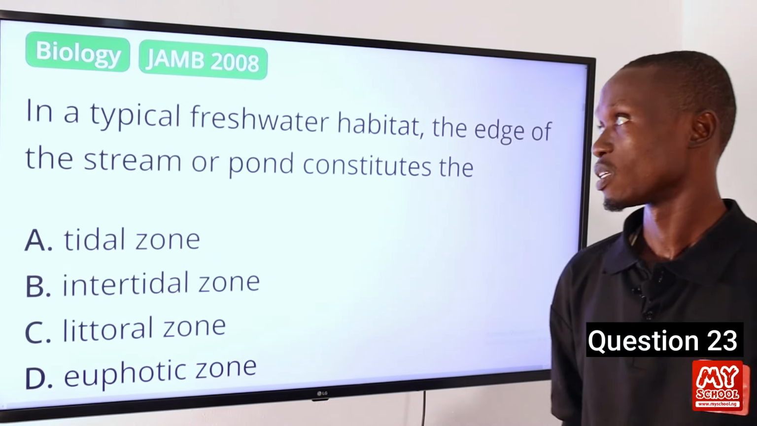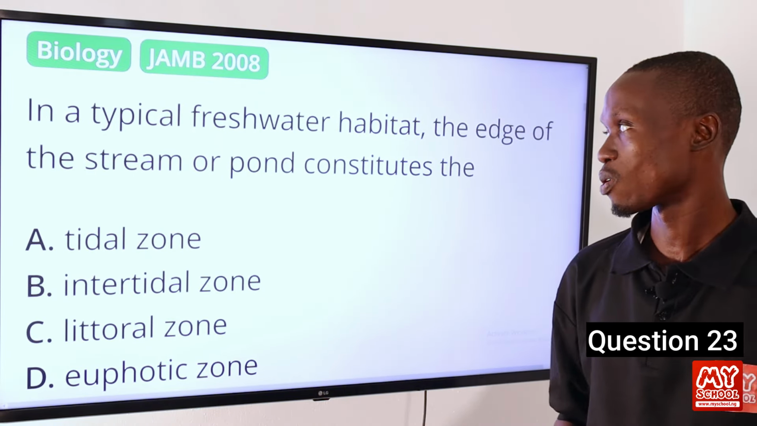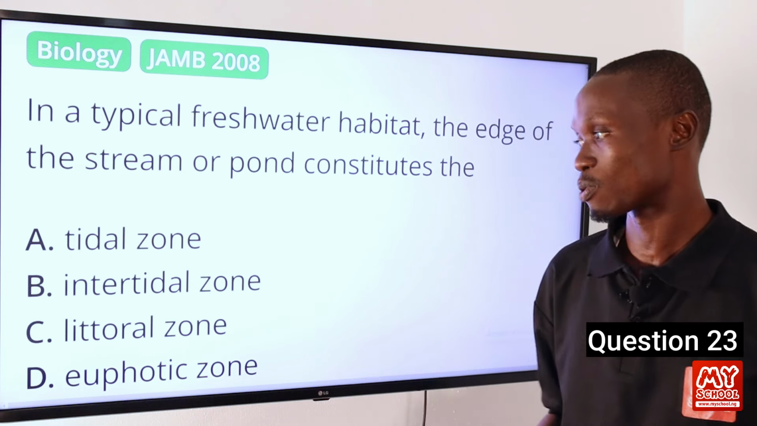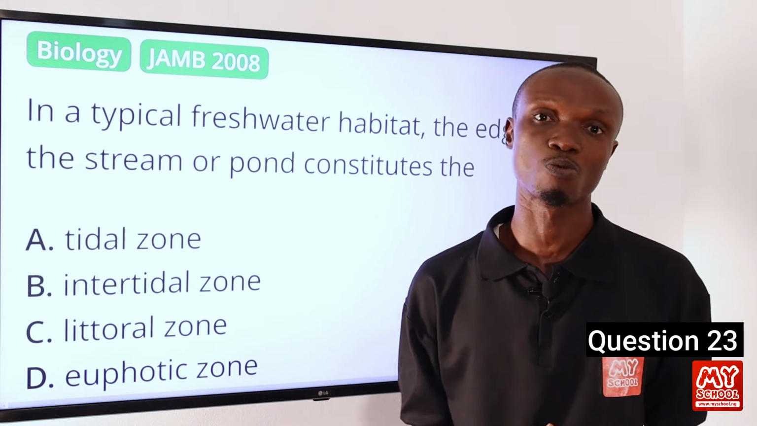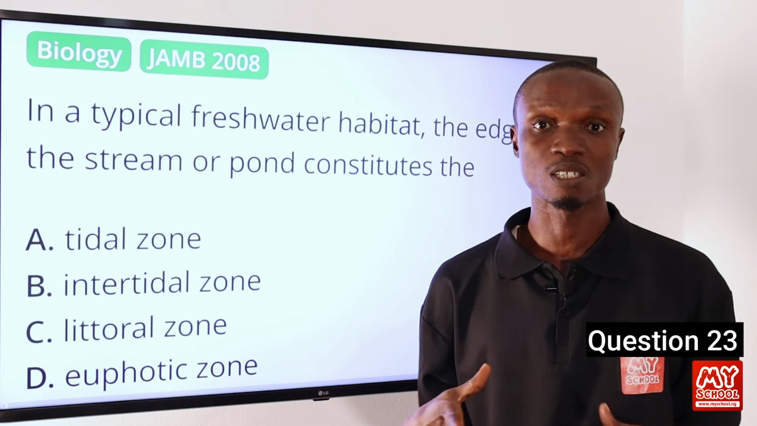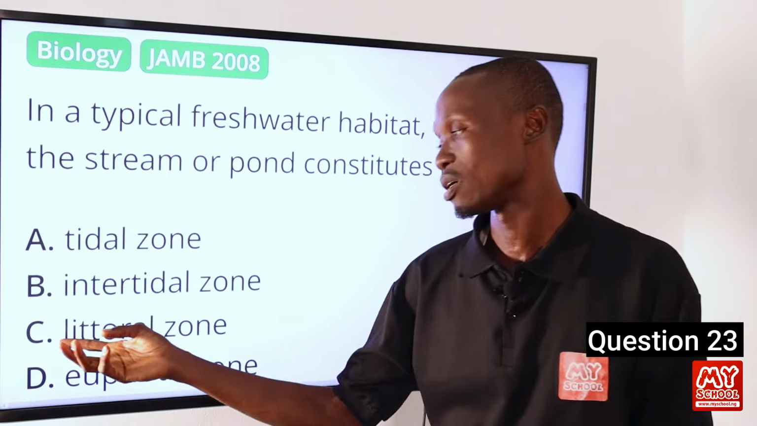Question 23. In a typical freshwater habitat, the edge of the stream or pond constitutes the A. tidal zone, B. intertidal zone, C. littoral zone, D. euphotic zone. So the answer to this question is option C, littoral zone. So the littoral zone is the shallow part of the freshwater habitat that is close to the shore. Okay, so that makes option C the correct answer to this question.